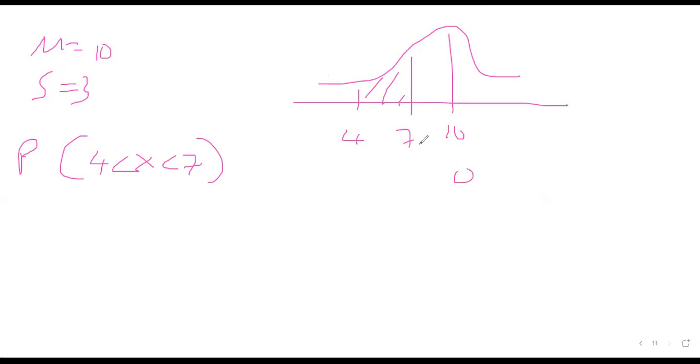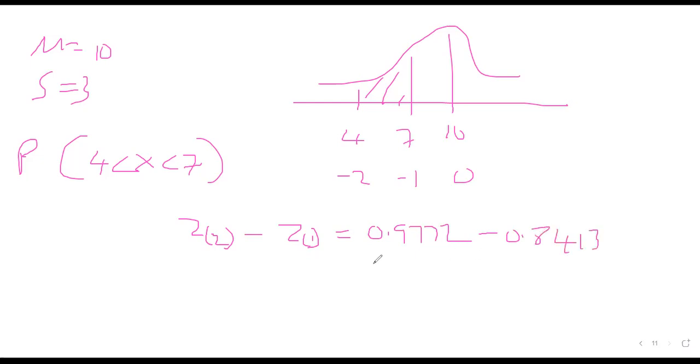Obviously, these ones will give us a negative z. 7 minus 10, negative 3. Negative 3 over 3, negative 1. 4 minus 10, negative 6. Negative 6 over 3, negative 2. Still, the large number is 2. Ignore the negatives for now. The small number is 1. So we're still going to get 0.9772 minus 0.8413. So the difference here is 0.1359. So that's the difference between the two intervals.